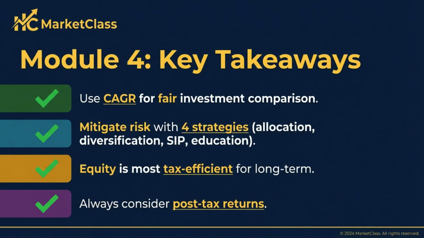Module 4. Summary. Always use CAGR to compare investments fairly. Understand the different types of risk, and that risk isn't just about losing money, it's about uncertainty. Mitigate risk through asset allocation, diversification, SIPs, and education. Remember that taxation significantly impacts your real returns. Equity is more tax efficient for long-term investing. Always calculate your post-tax returns.